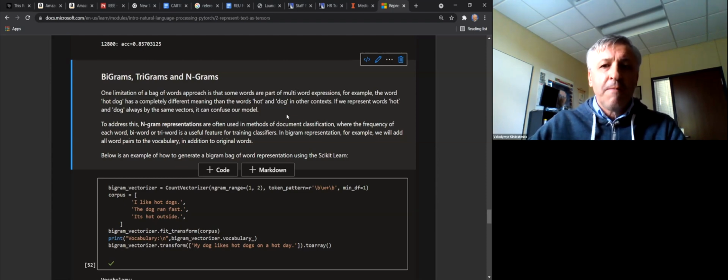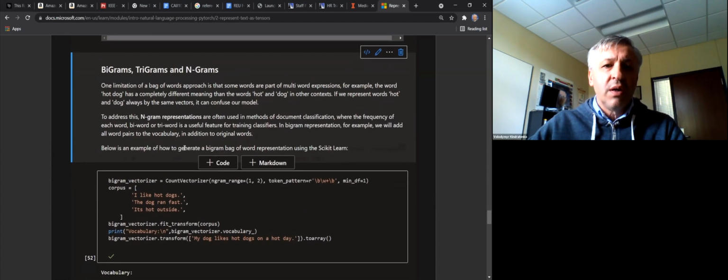And so, if the words hot and dog are always used in the same vectors, it can be confusing to our model, because the model will not be able to differentiate between hot used in one place and dog used somewhere later, or hot dog used together to represent something else. The model will not be able to differentiate that.